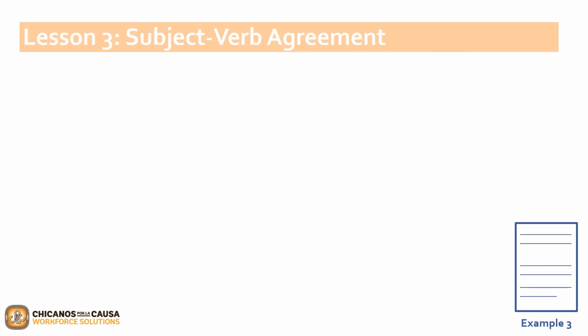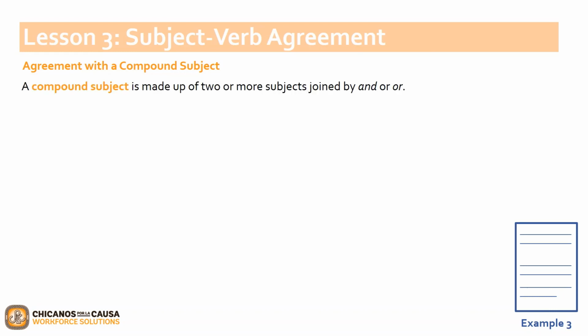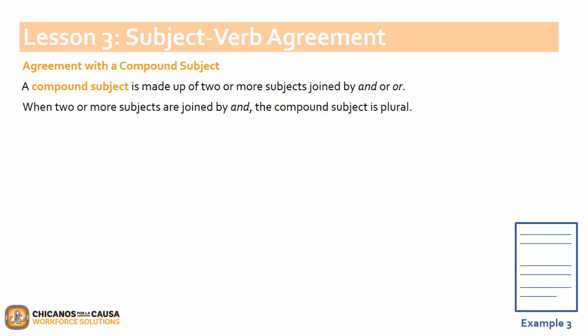Agreement with a compound subject. A compound subject is made up of 2 or more subjects joined by and or or. When 2 or more subjects are joined by and, the compound subject is plural. For example, Tricia and her sister are caring for their mother.